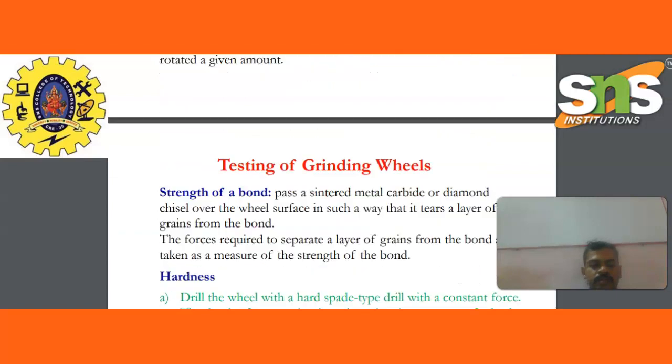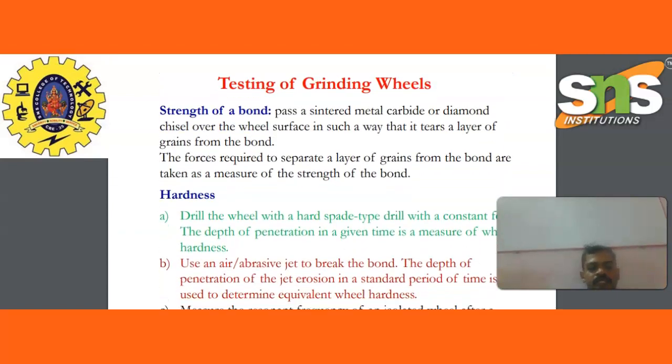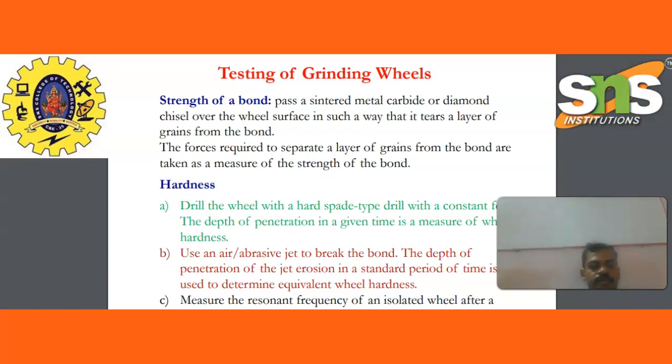Testing of grinding wheels. Strength of the bond: pass sintered metallic carbide or diamond chisels over the wheel surface in such a way that it tears a layer of grains from the bond. The forces required to separate a layer of grains from the bond are taken as a measure of the strength of the bond.